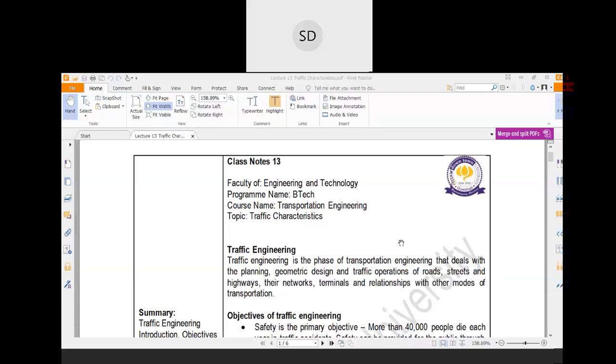So basically, traffic engineering is the phase of transportation engineering that deals with the planning, geometric design, and traffic operation of roads, highways, and their networks, terminals, etc. Traffic means road users. Okay, and based on these characteristics, different parameters of the road design are decided.